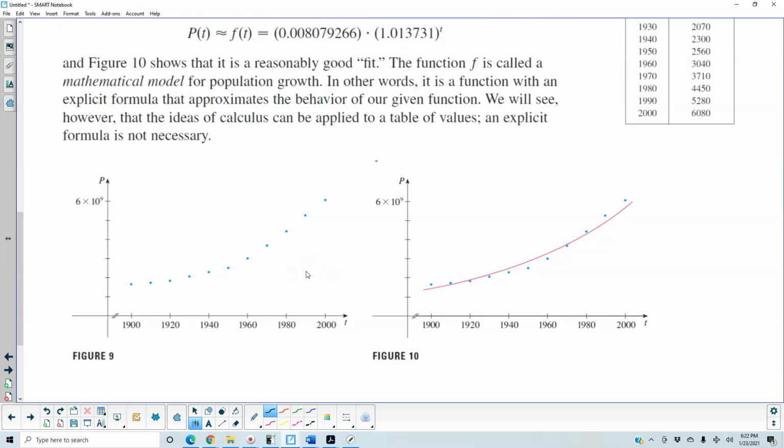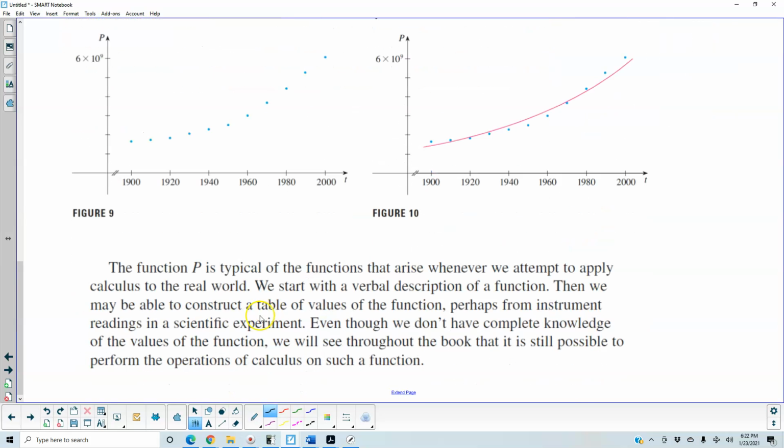Now, the function P is typical of the functions that arise whenever we attempt to apply calculus to the real world. We start with a verbal description of a function, then we may be able to construct a table of values of the function, perhaps from instrument readings in a scientific experiment. Even though we don't have complete knowledge of the values of the function, we will see throughout the book that it is possible to perform the operations of calculus on such a function.